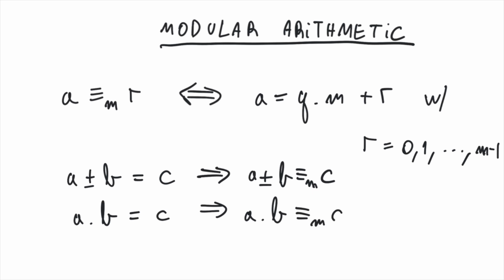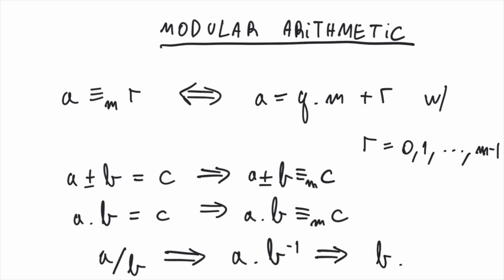However, division doesn't work. So if we say A over B, then this can be interpreted as A times B inverse, and then we need to find the B inverse such that B times B inverse is 1 mod M. So in order to compute the division, we need to find this inverse. Now, sometimes you can avoid making divisions.